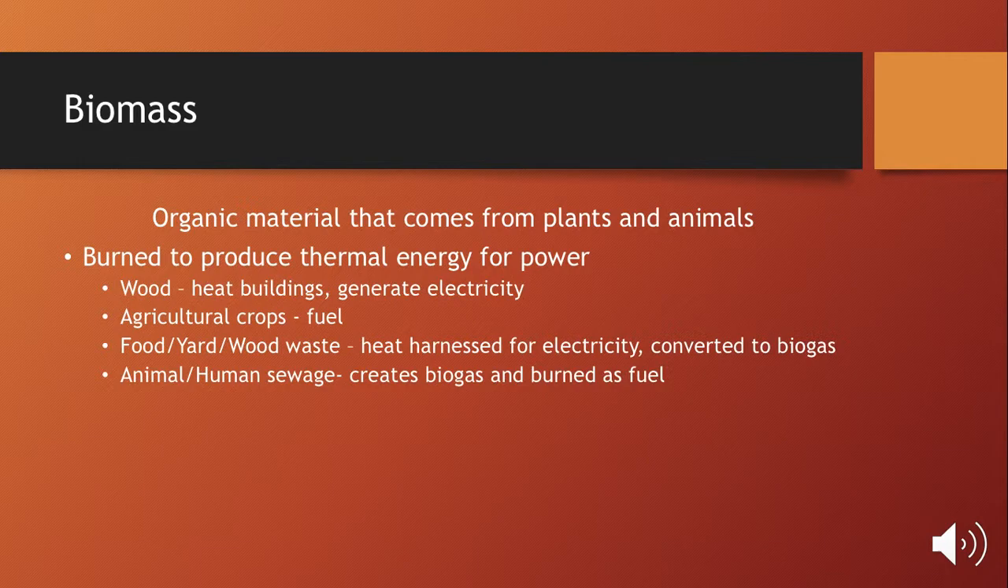Another form of heat energy that we can harness to power the world is biomass. Biomass is the organic material that comes from plants and animals. Where the energy comes from is the burning of the biomass. So we can burn wood to heat buildings and generate electricity. We can burn agricultural crops to make fuel. We can burn food, yard, and wood waste, and this can generate electricity, and it can make biogas, which can be used in many other things, and it's more environmentally friendly. And we can burn animal and human sewage, and this creates biogas as well that can be burned as fuel.